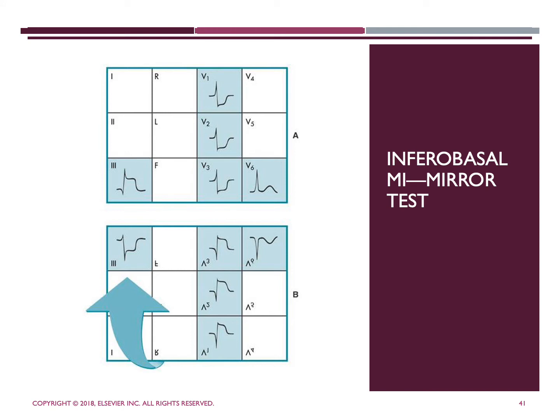So application of the mirror test is what we're looking at here in this picture. This test is the most helpful test in assessing a patient with an acute inferior infarction. It's also going to be used in somebody that we suspect of an acute inferobasal infarction as well.